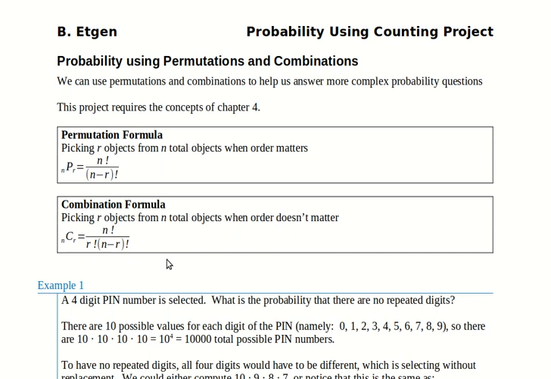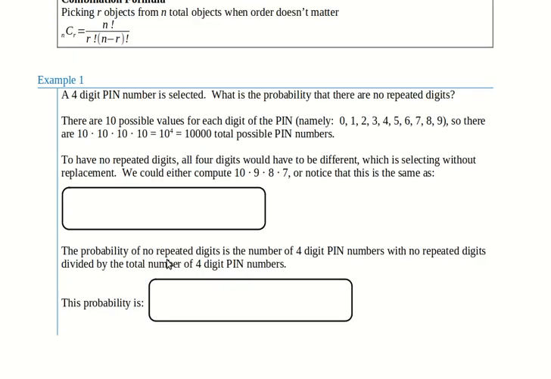Okay, so let's take a look at our first question here. A 4-digit PIN number is selected. What is the probability that there are no repeated digits? Now, this is a probability question, so basically it's asking us to count two things. How many total 4-digit PINs are there? And that'll be our denominator. And how many 4-digit PINs are there with no repeated digits? That'll be our numerator. When we form that quotient, we'll get the probability.